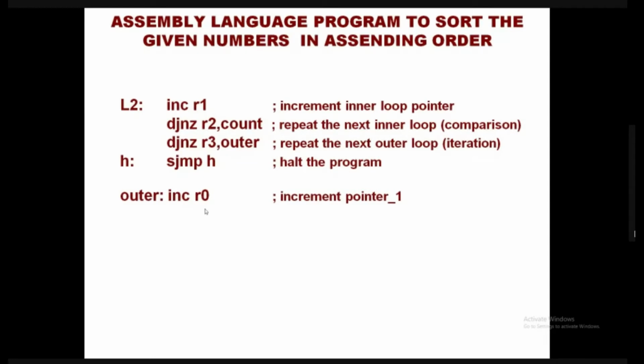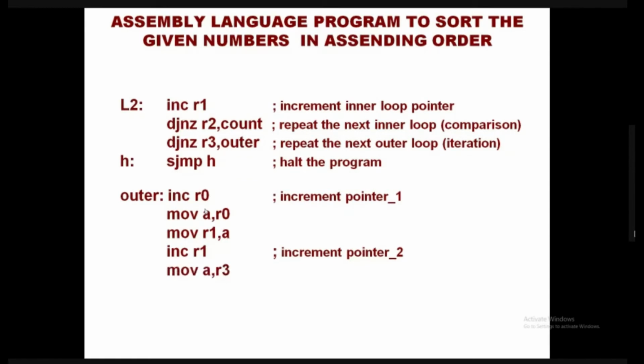So we have to go to 31. So 31, 32, 33, 34 need to be compared. So R0 is incremented. Similarly, R1 needs to be incremented. So R0 to A, then A to R1, something like that. After that, you are incrementing R1, meaning R0 will become 31. R1 will become 32. So 31 and 32 will be compared, and the number of comparisons should also be reduced.